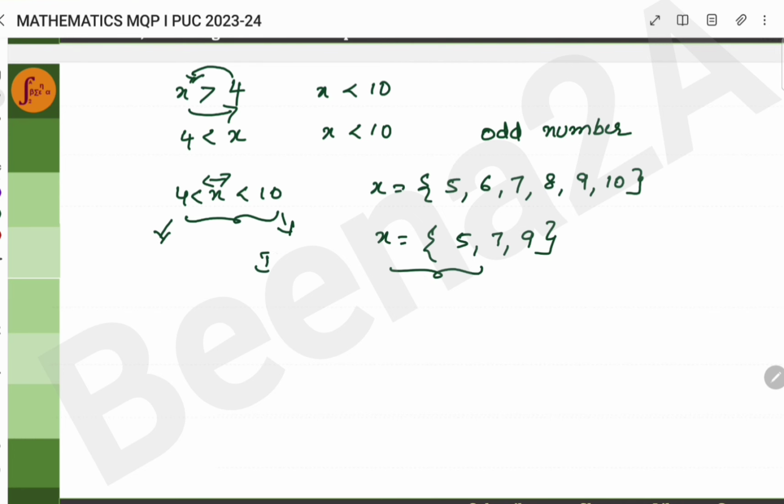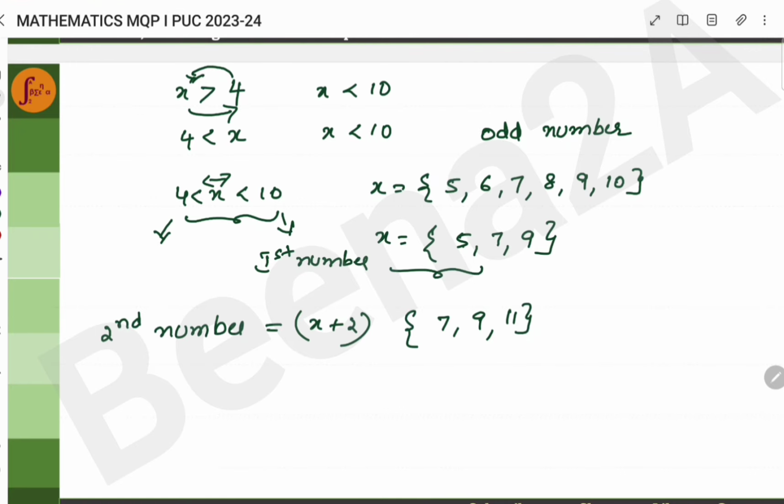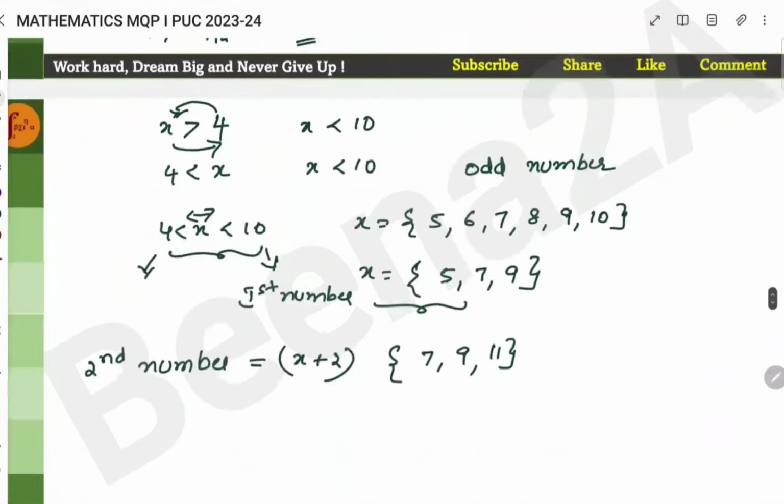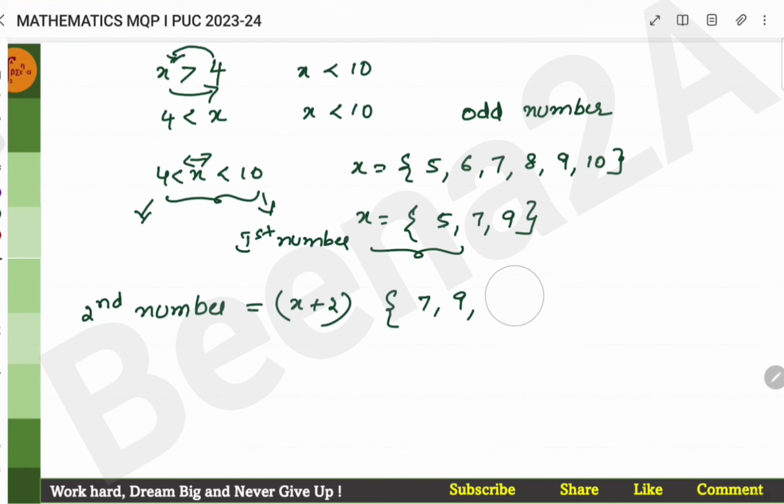Now this is the first number. What will be the range for the second number? What is the second number we assumed? X plus 2. You add 2 to the first number, that will be your second number. So what will be the set? If I add 2 to 5, it will be 7. 2 to 7 will be 9. And 9, if I add 2, it will be 11. But what is the rule here? The rule is that both the numbers should be smaller than 10. Now I cannot consider 11 because it should be smaller than 10. Both of them. So it's only 7 and 9 that we will get.